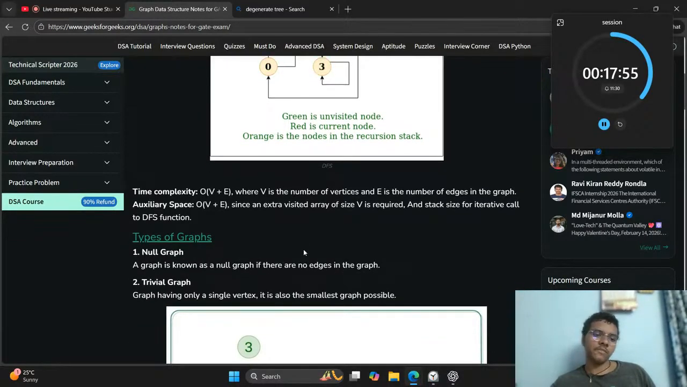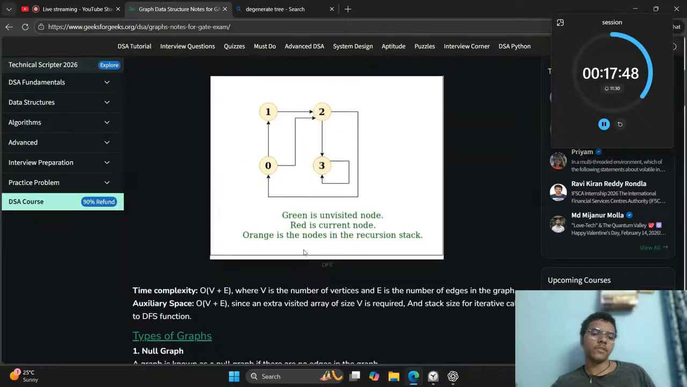Time complexity is a function of the number of vertices and the number of edges of a graph.